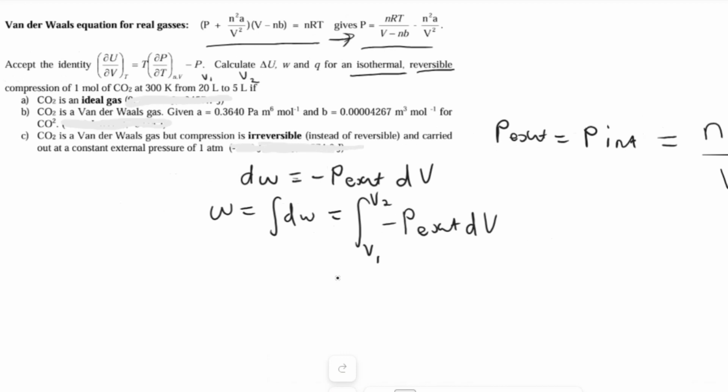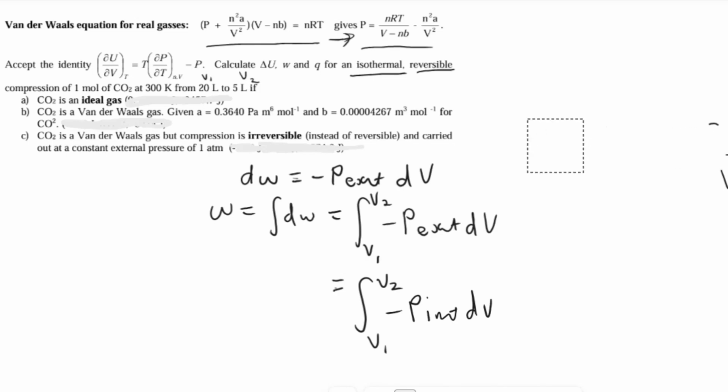So this is the same as what? The integral from V1 to V2 of minus P internal dV. Okay, and what does this give us? I'll just continue here on top with everything. This gives us the work, which is now equal to the integral from V1 to V2 of minus nRT over V dV.